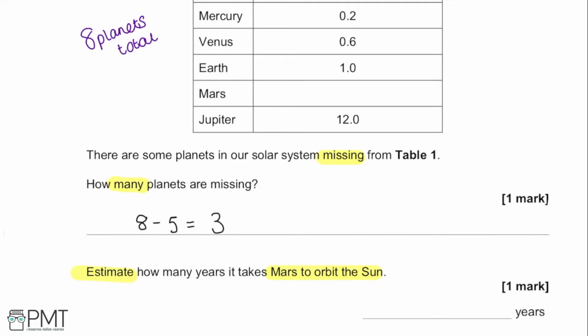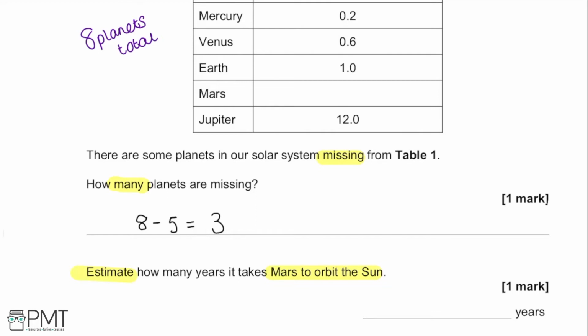So when it's asking us to estimate and there's a table involved, I'm always going to be looking for trends in the table and looking for ways that I can fill the gap. So we're looking to fill this gap here. So if you look down this column, we can see that the time taken to orbit the sun is increasing. So it starts at 0.2 up to 0.6 and it's continuously increasing between the planets.